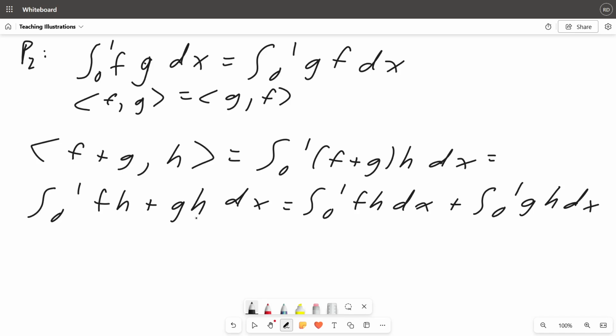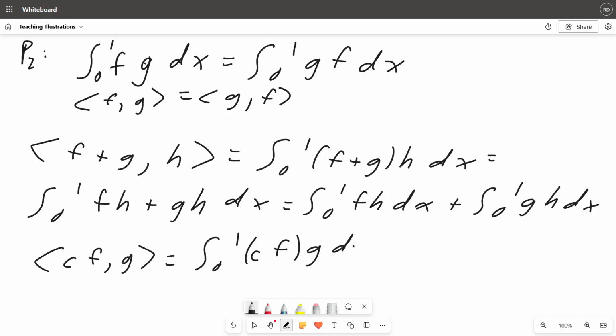So it works. And for the inner product of cf with g, it is the integral from 0 to 1 of cf g dx. Integrals are linear. Constants like c can be pulled out.